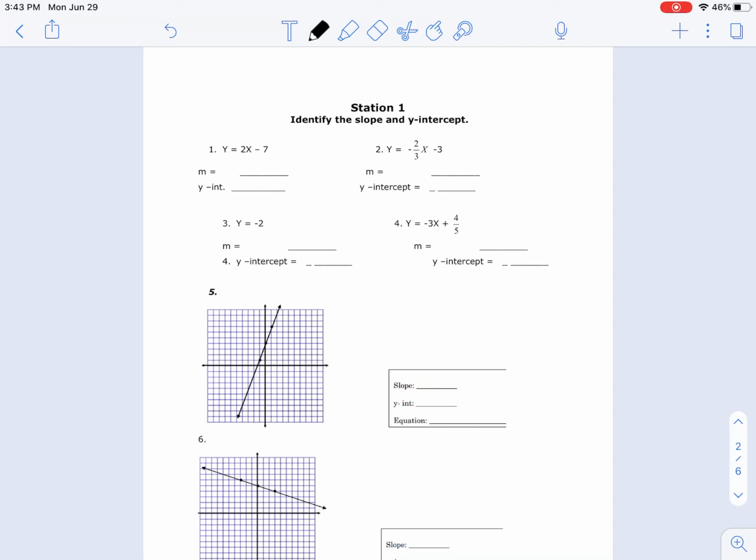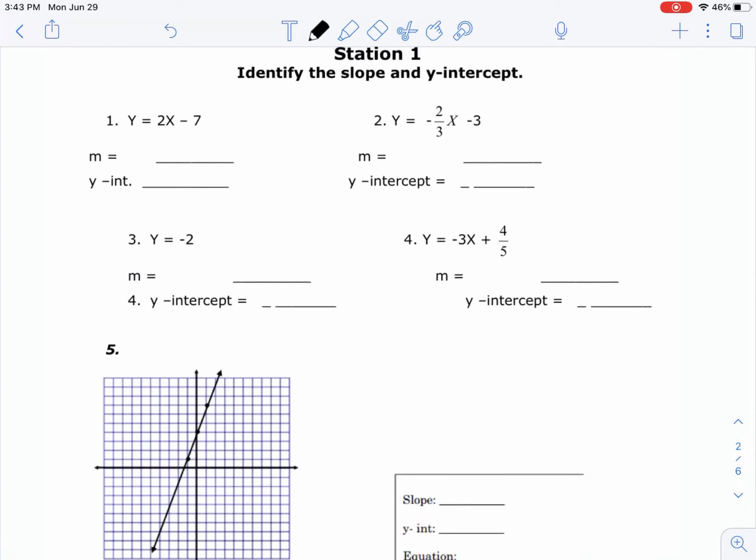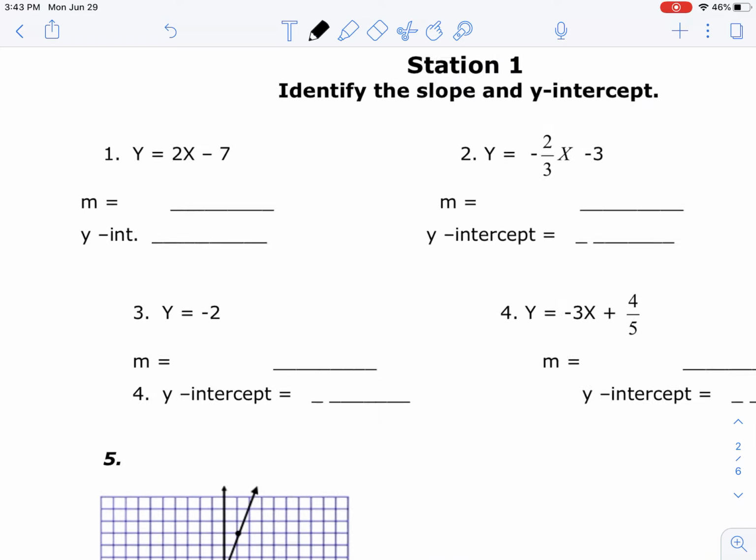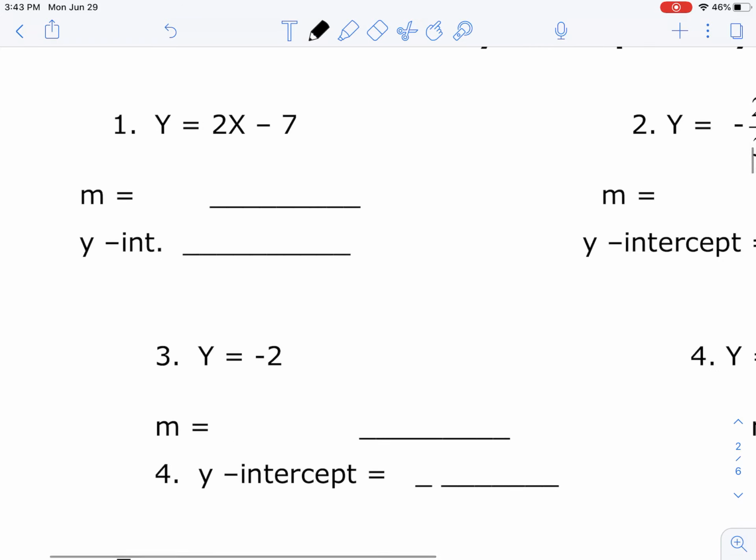Two, you can just get a separate piece of paper, write out the equation, and then write in the stuff that they're asking for. So for example, you guys can be doing station 1, write station 1, and the idea is to identify the slope and the y-intercept. So I'm going to do the odds with you.